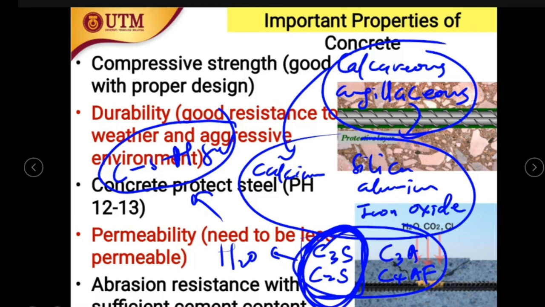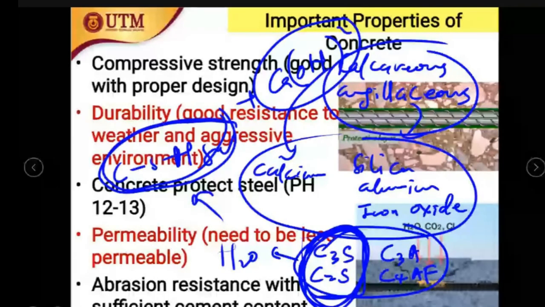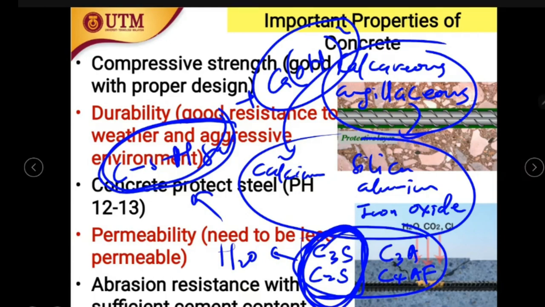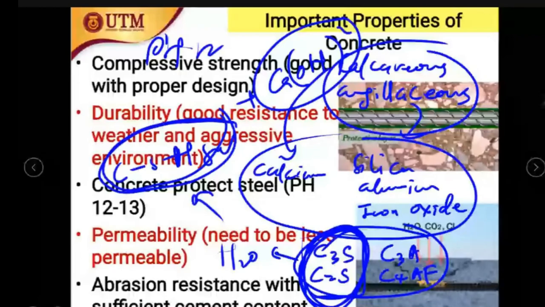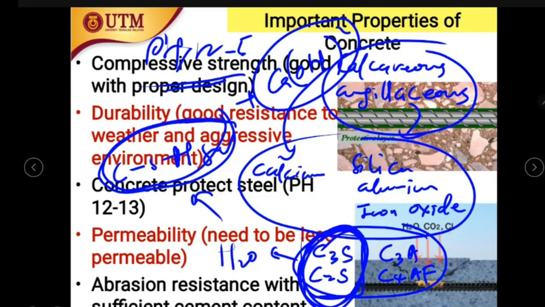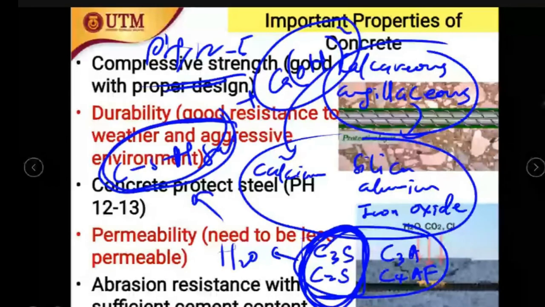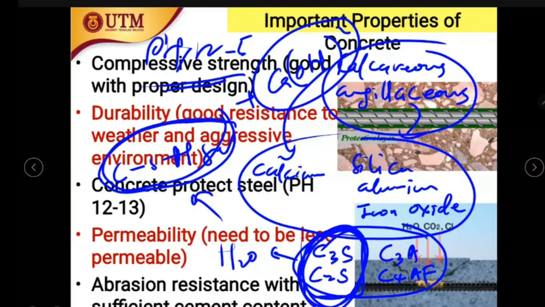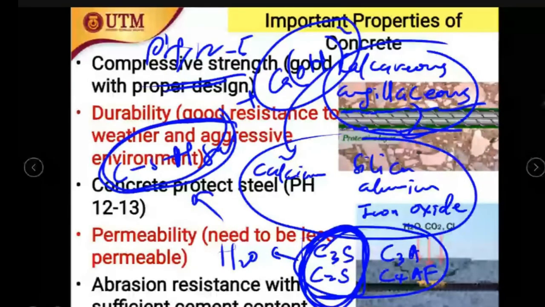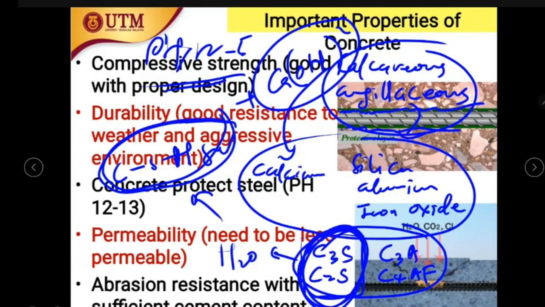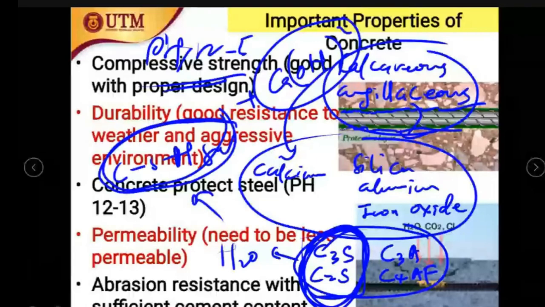But of course, aside from this CSH gel, the hydration will also produce calcium hydroxide. Can you read my writings? Hopefully you can. This calcium hydroxide makes sure our concrete is in an alkaline state. Normally, when you freshly cast your concrete, the pH is more than 12.5. If your concrete is alkaline, when we put rebar inside it, it will create a passive film of iron oxide at the surface of your rebar, and this passive film will protect your rebar from being corroded. That is what the calcium hydroxide does.